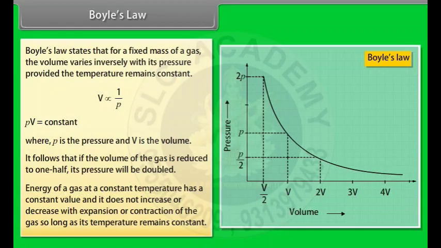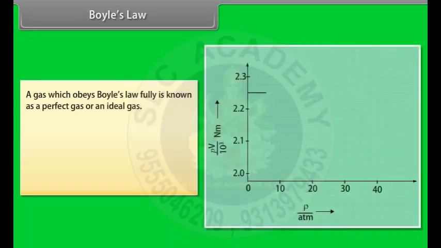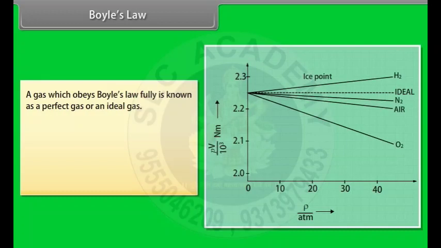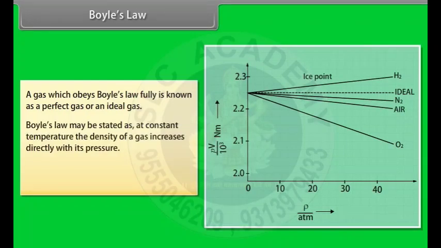The energy of a gas at a constant temperature has a constant value and it does not increase or decrease with expansion or contraction of the gas so long as its temperature remains constant. A gas which obeys Boyle's law fully is known as a perfect gas or an ideal gas. Boyle's law may be stated as, at constant temperature, the density of a gas increases directly with its pressure. P/ρ is equal to constant.